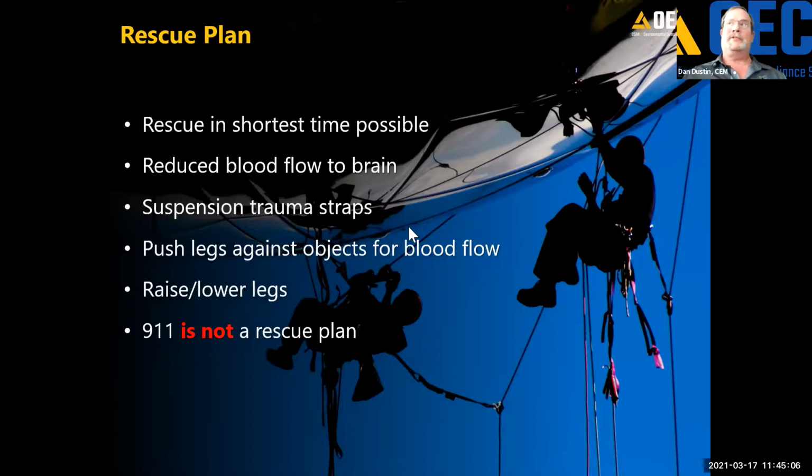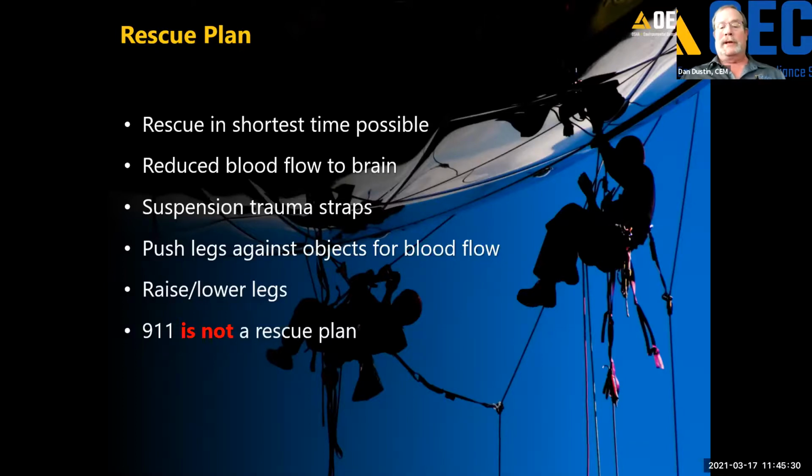If I don't have suspension trauma straps, there are ways to keep the blood moving while you're waiting for rescue. Pushing your legs against an object, for example, if you're hanging off the side of a structure, you can push against the wall and keep flexing your legs to keep the blood moving back up into your torso. You can raise and lower your legs if you're hanging freely and can't touch anything. Just raise and lower your legs.